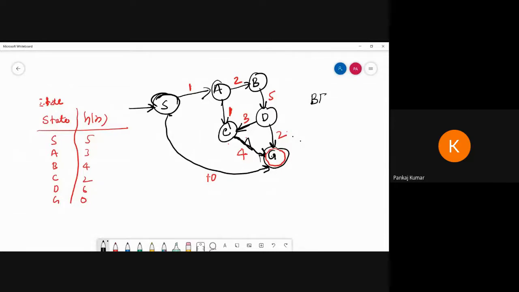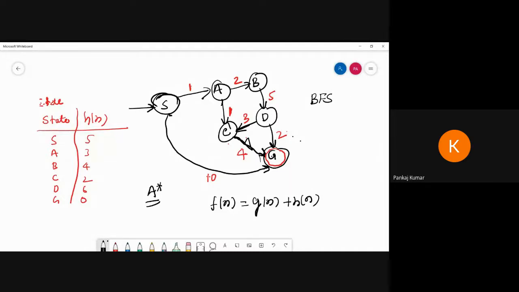Best first search. Now here we can use a function f of n is equal to g of n plus h of n for the A star algorithm. I'm talking about the A star algorithm. Now, we already know what h of n is. h of n is the estimated cost of the cheapest path from n to the goal. That means node to the goal.